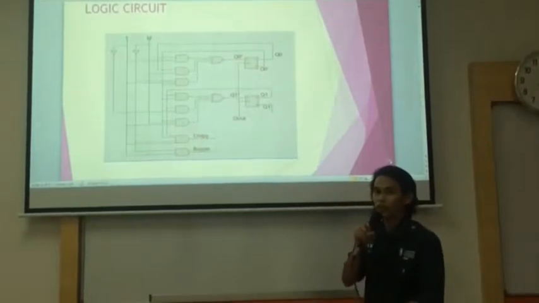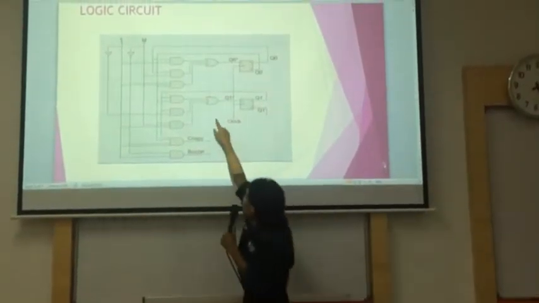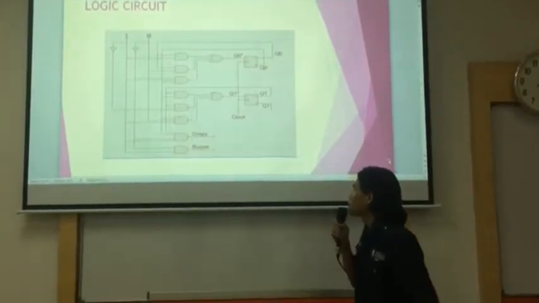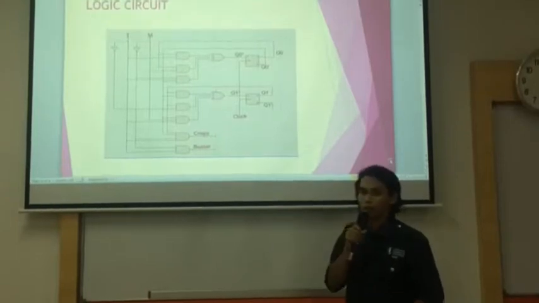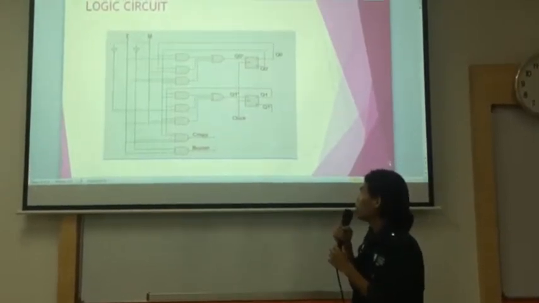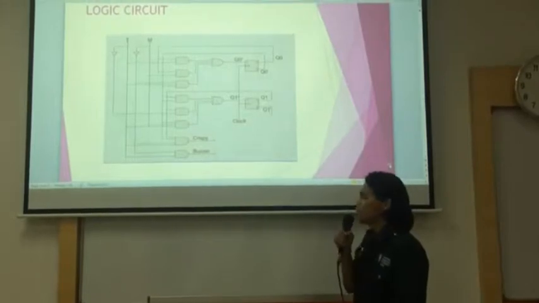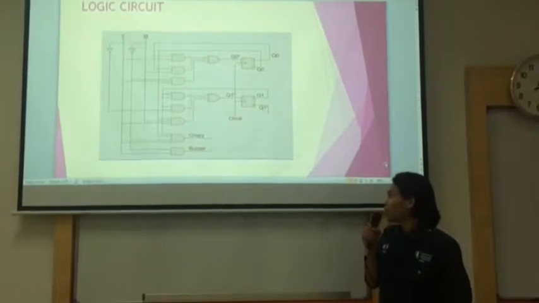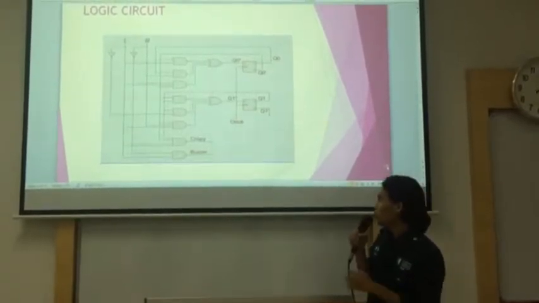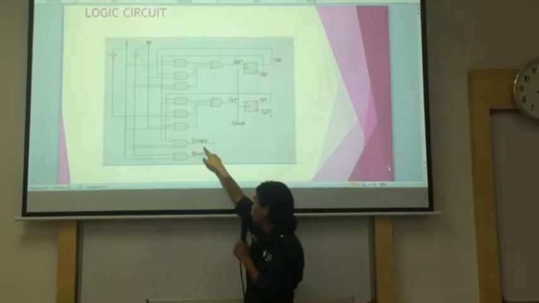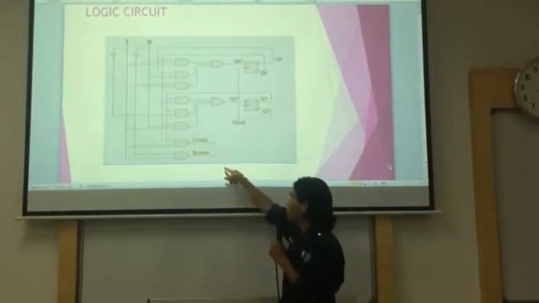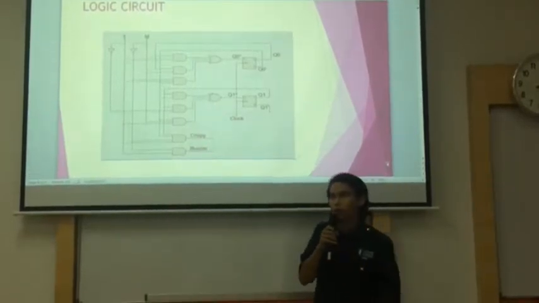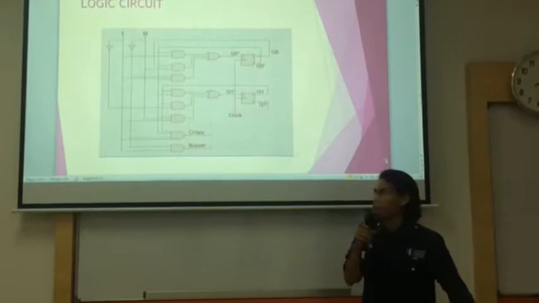Next is the state logic. State logic for the Q1 next state has two combinational logic that produce Q0 next state and Q1 next state, and it comes directly from our logic expression in K-map. And finally, we need the output logic, one that produces the crispy and the other one that produces buzzer. This output also comes directly from our logic expression in K-map.